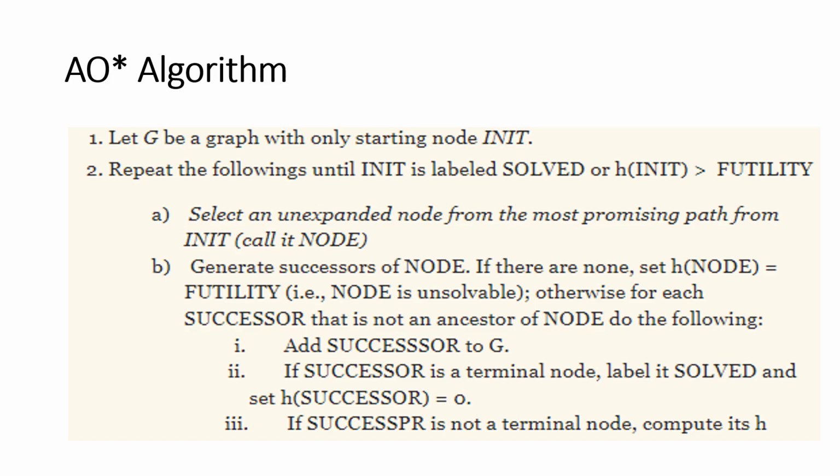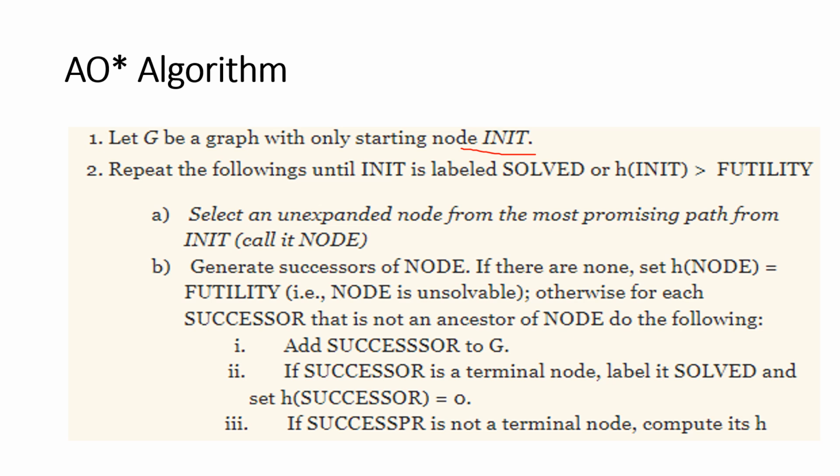Now we will see the AO star algorithm in detail. This algorithm looks long, but conceptually AO star does only three things. Choose the best path, expand one node, update the cost backwards. So we will start with only the initial state. It will start with the init node and no other nodes are known yet. Then if the starting node is A, initially the graph has only A. Then we keep running.